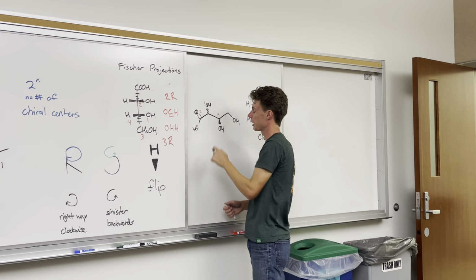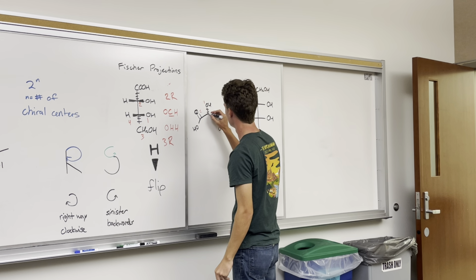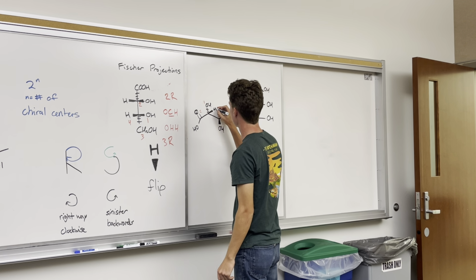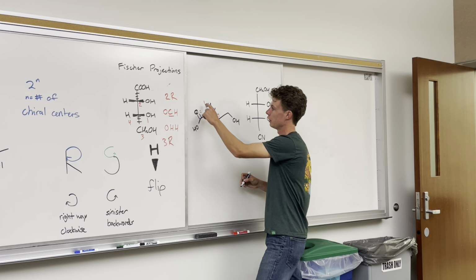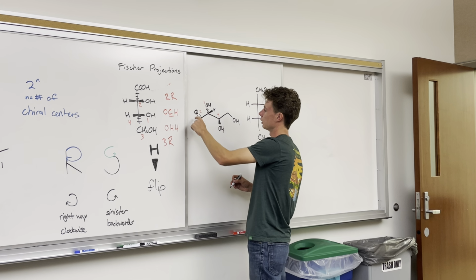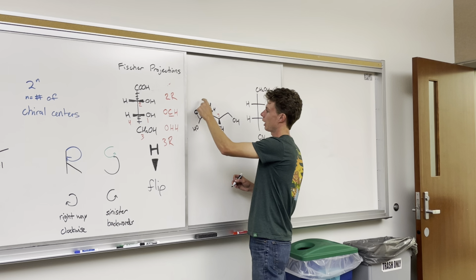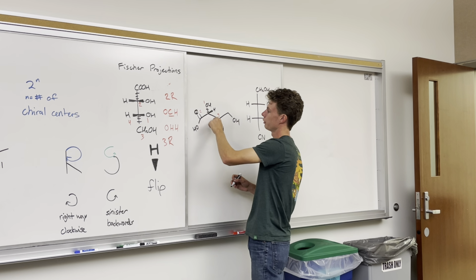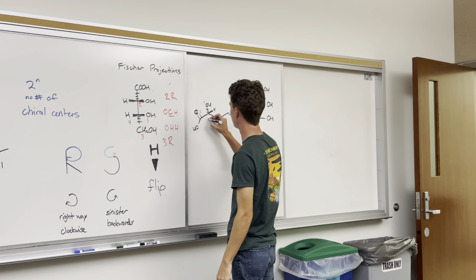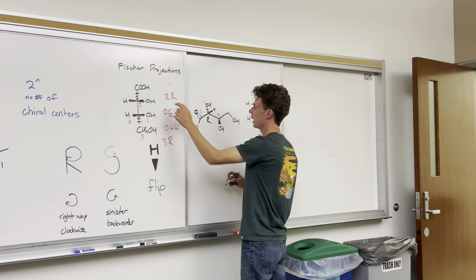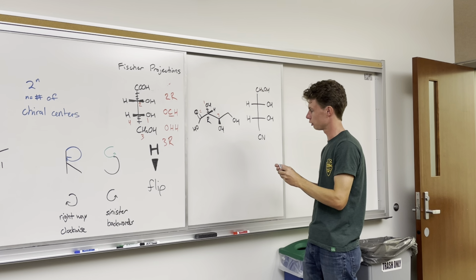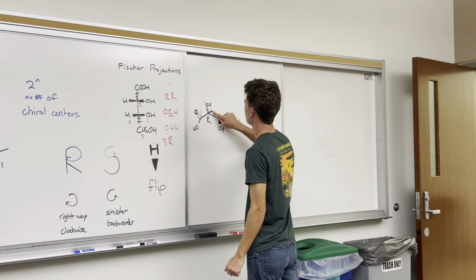But now that my hydrogen is a wedge, I have to flip that. And now, instead of going counterclockwise with S, I have to flip it because my lowest priority group is hydrogen. Now we are in R conformation, which matches what we had in our Fischer projection. So we know carbon 2 is a dash, okay?